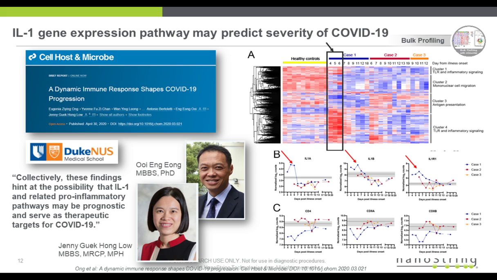One of the first types of biology that came popping out of this particular study was the involvement of IL-1 pathways. You can see the arrows there, some of the key markers on IL-1 pathways that are associated with the severity of the cases of the fatalities that were being measured at the Singapore Duke Hospital.